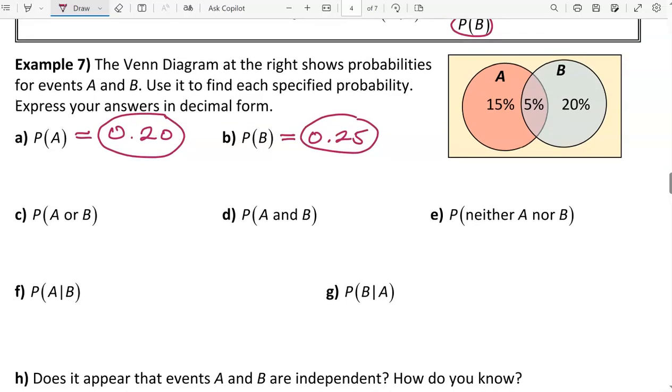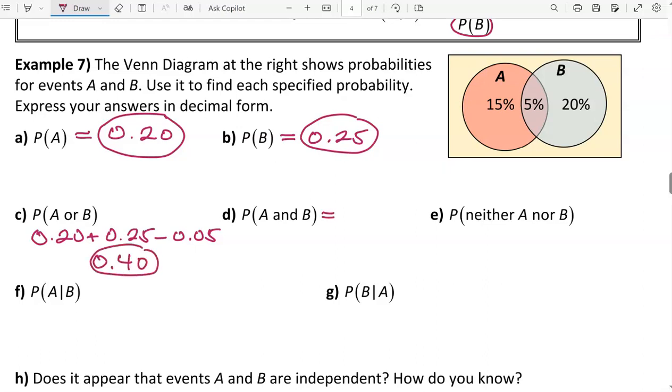The probability that either A or B happens would be the probability that A happens plus the probability that B happens minus their overlap, because now we counted it twice. So that would be a total of 40%.